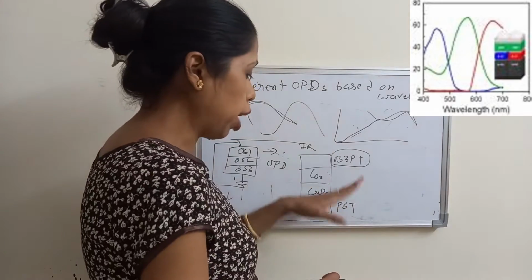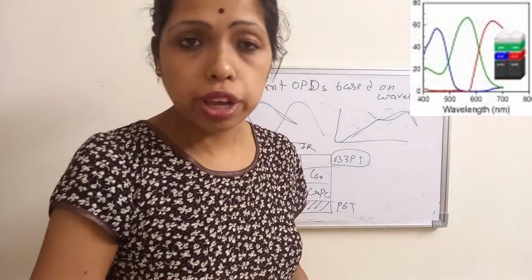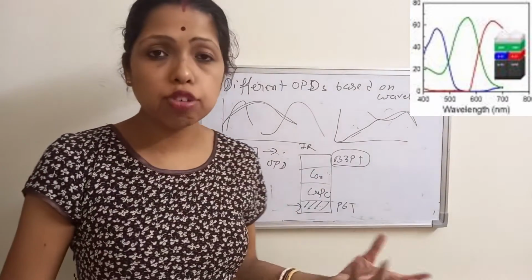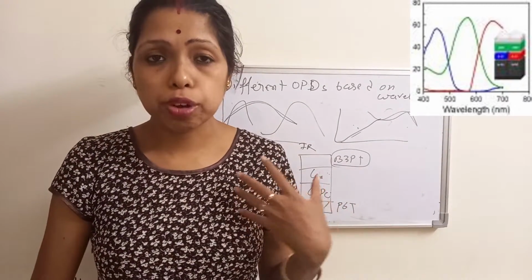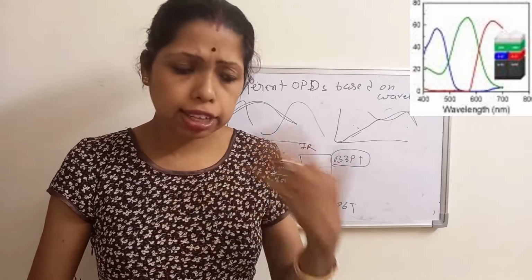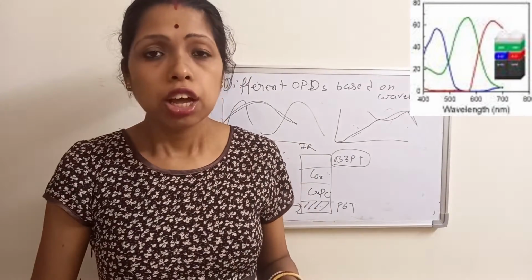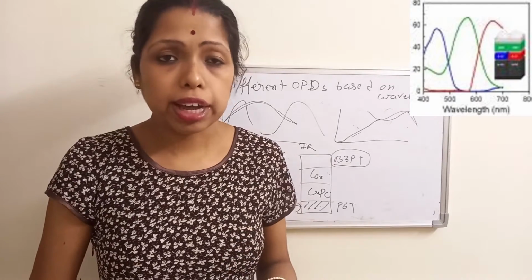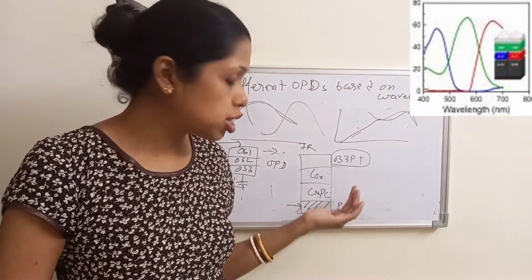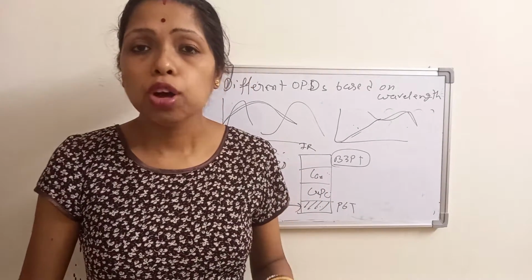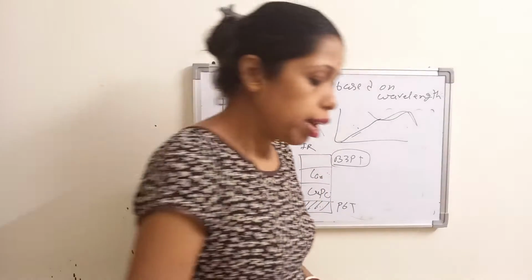As well as we have to apply the bias also. With the addition of the absorbing layer, we have to apply the bias. In another class I will discuss this, which is also called the dual mode operation. So if we change the bias and the extra layer, that will act as a wavelength selective OPD, right?